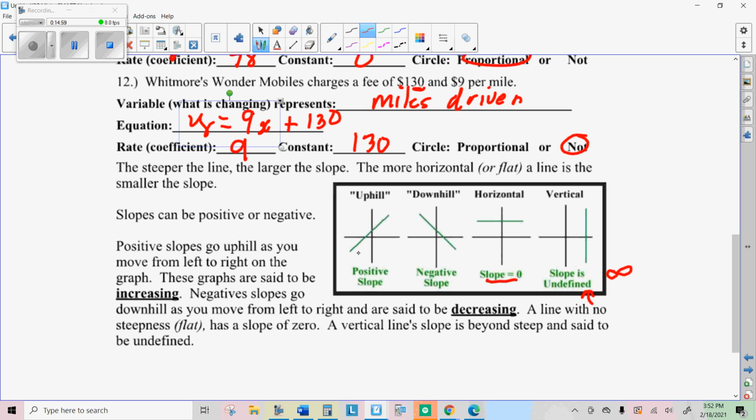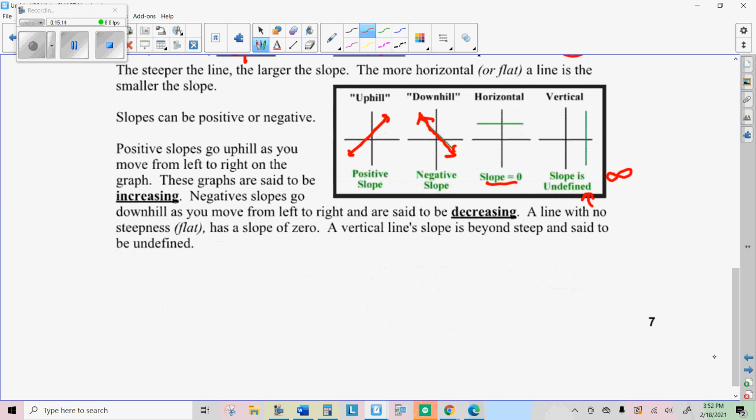If you have a positive slope, so from left to right you're going uphill like this one, that'll be represented by a positive number slope. If you're going down from left to right, that'll be represented by a negative number for a slope.